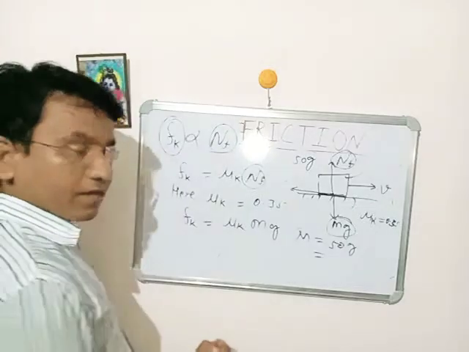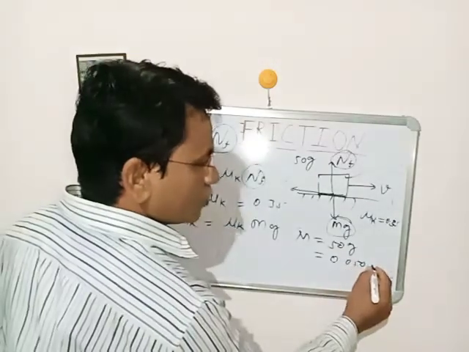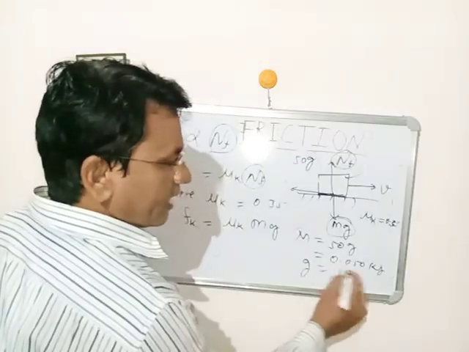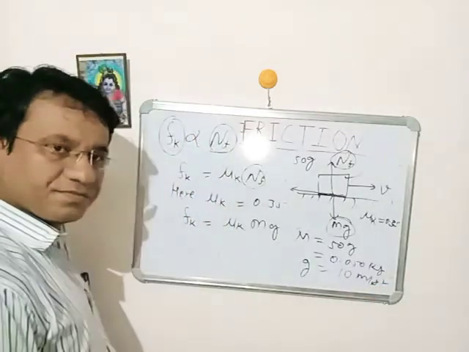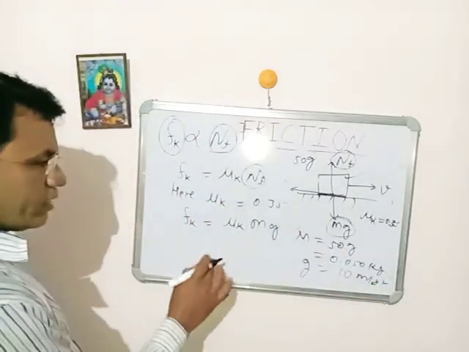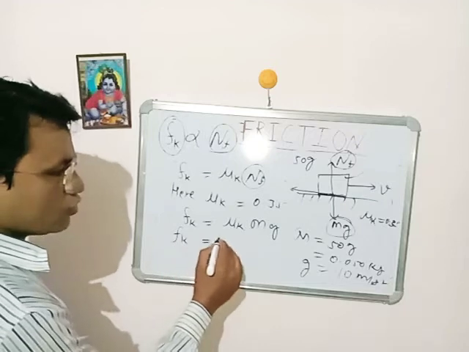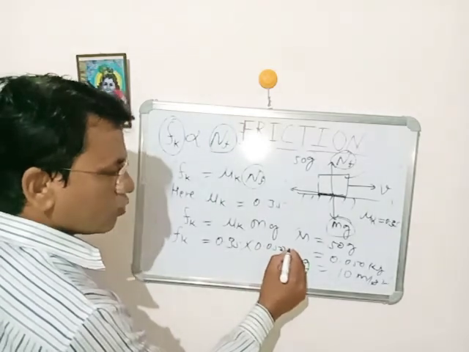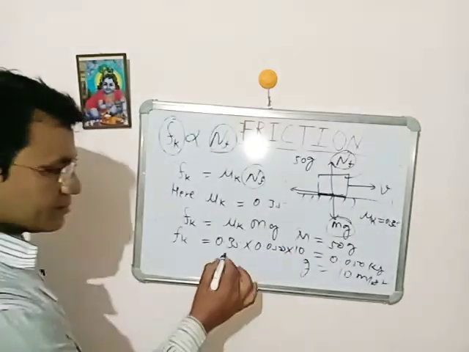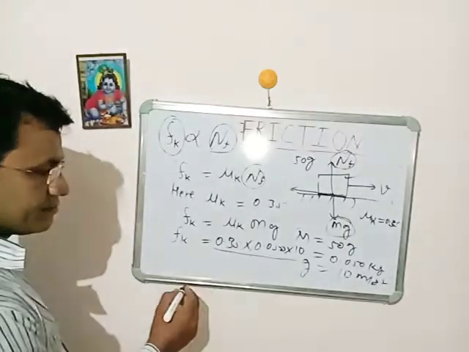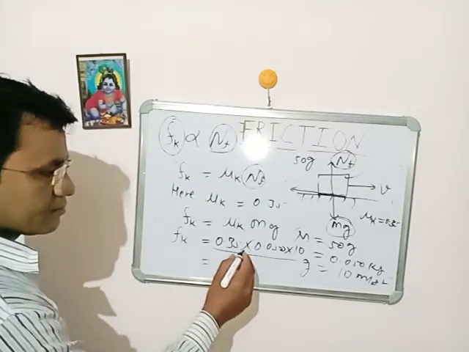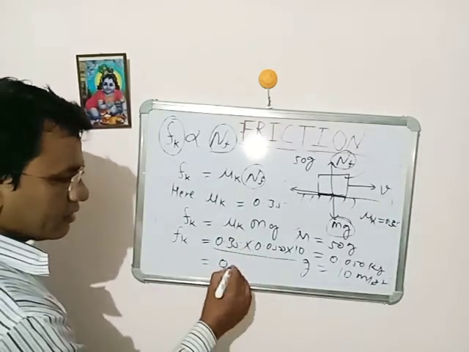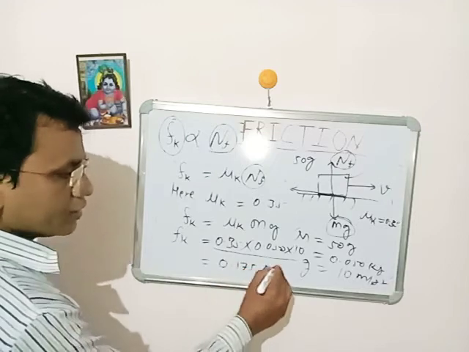In kilograms you can write 0.050 kg, and g is the acceleration, so you can take 10 meters per second squared. If you put all these values in the formula, Fk is equal to 0.35 into 0.050 into 10. Calculate that and you can get the answer like that: 0.175 Newton.